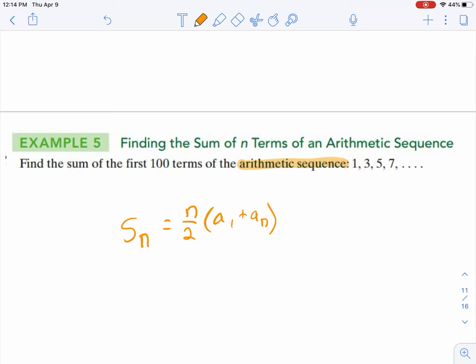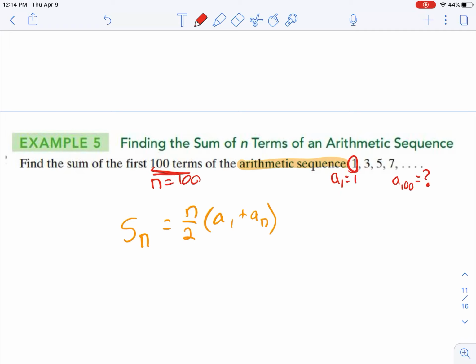Okay, we might have to find some more information as we go about it, but the first thing we should notice is we're asking for the nth term. The nth term is going to be 100. Our first term is going to be 1. But the thing is, do we know our 100th term? What is a sub 100 going to be equal to? Because essentially we know what n is, we know what a sub 1 is, but we don't know what a sub n is. Is there a way that we're able to find that term?